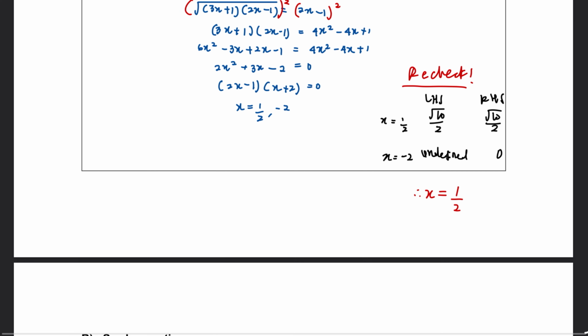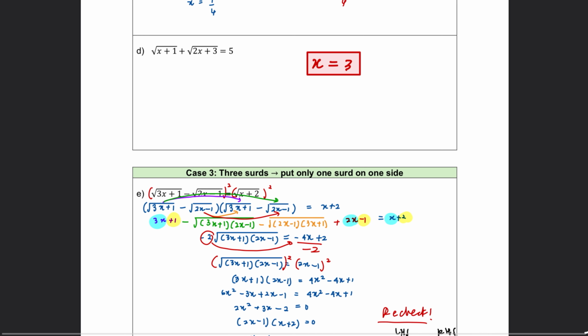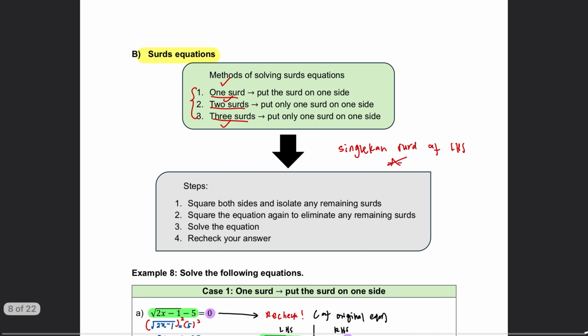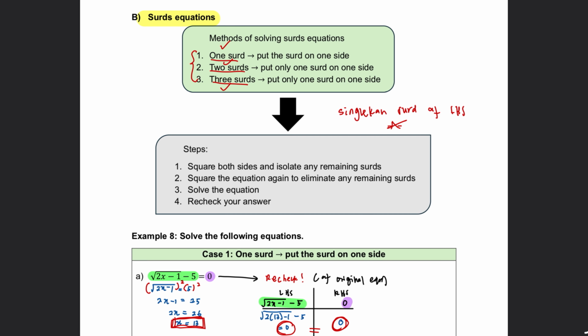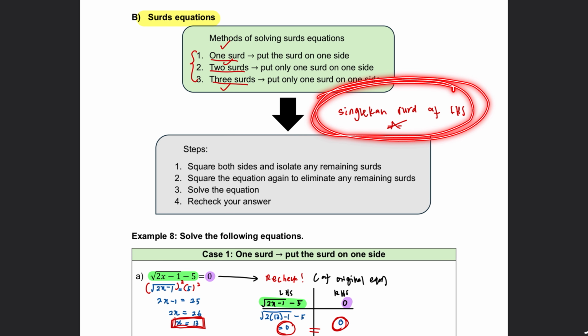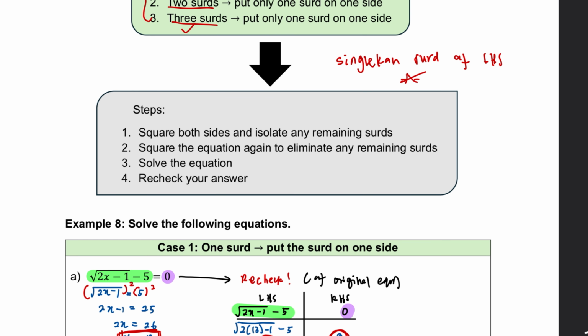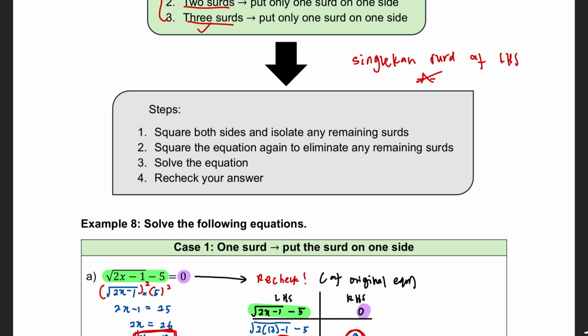Alright, okay. So, that's all in this video. Okay, so let me recall. Right, so dalam Surds equation, yang paling penting untuk kita adalah kita mesti singlekan set at left hand side or right hand side lah. Okay, and then apa yang kita akan buat? Kita akan square both sides. Okay, and then kalau ada lagi remaining sets, kita buat lagi sekali. Kita isolate, kita singlekan lagi set tu. And then kita square lagi. Okay, solve, and then paling penting kena recheck your answer and make a conclusion lah.